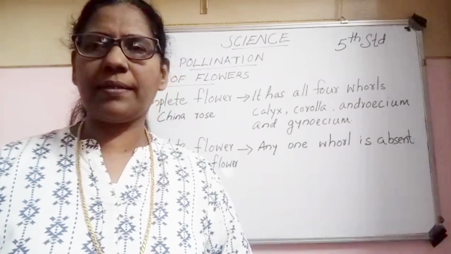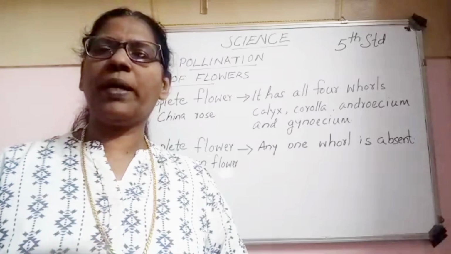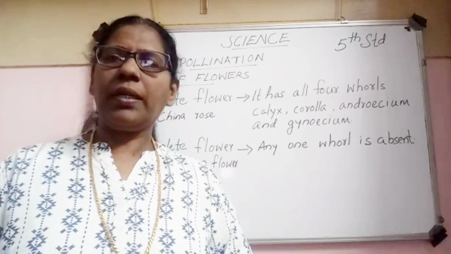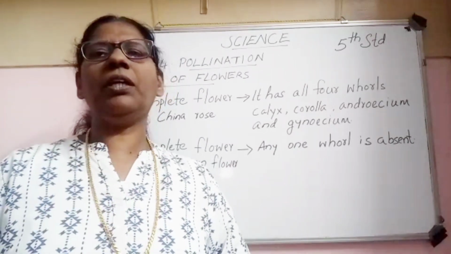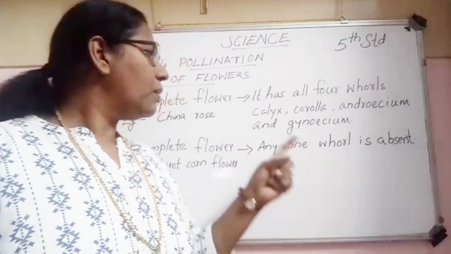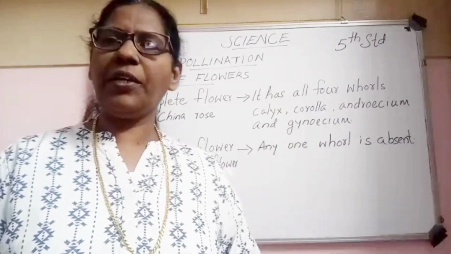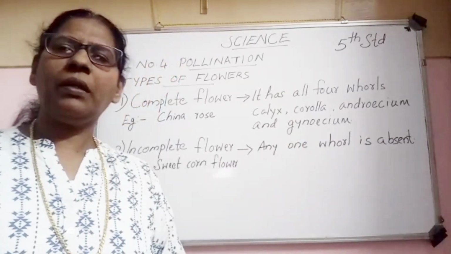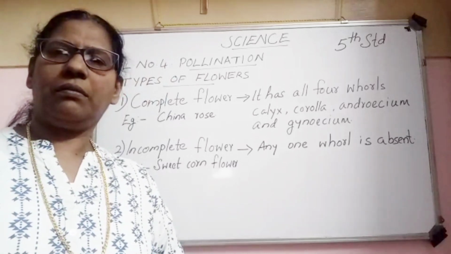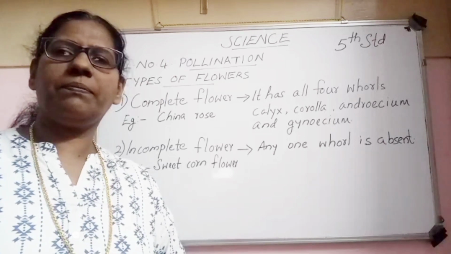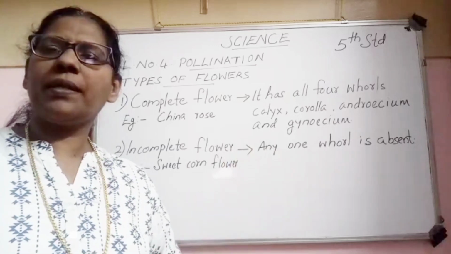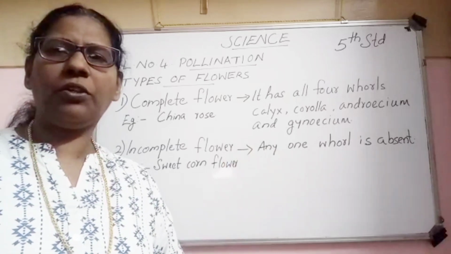We learned about stamens. A stamen has 2 parts, that is anther and filament. Stamens are collectively called androecium. They are the male reproductive part. The last whorl is gynoecium. We learned about carpels in the flower. Carpels are collectively called gynoecium. Carpels are the female reproductive part of a flower.